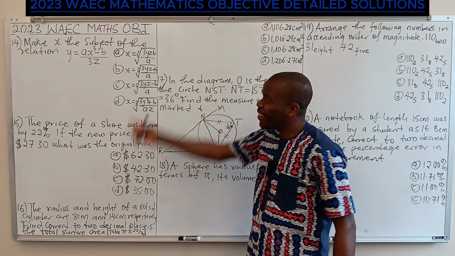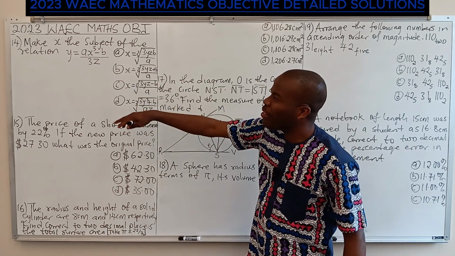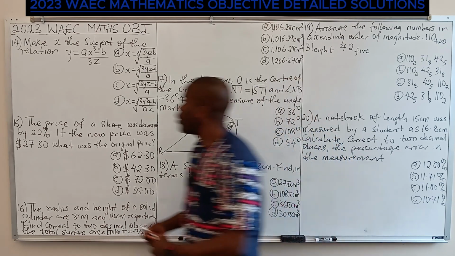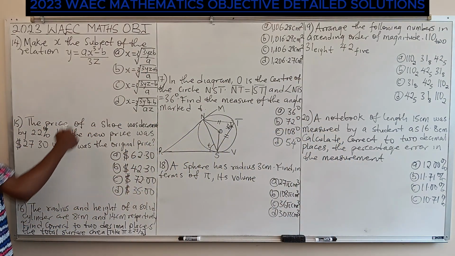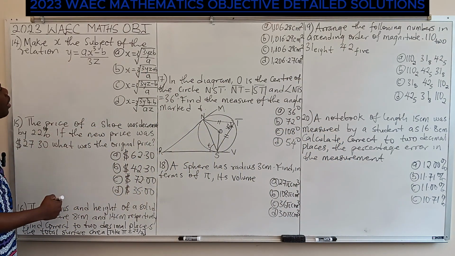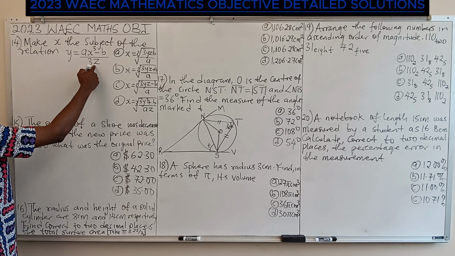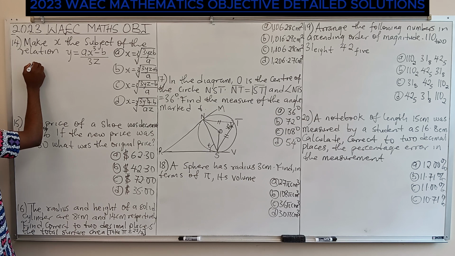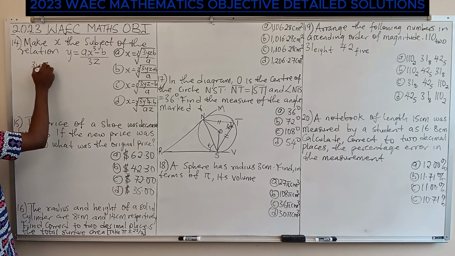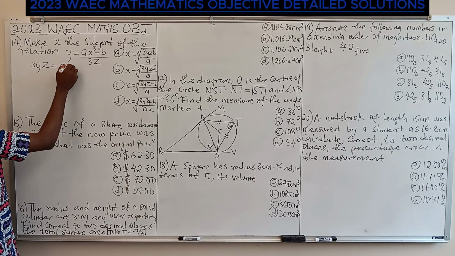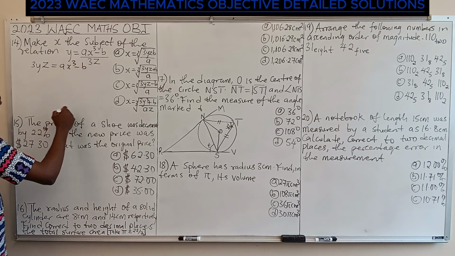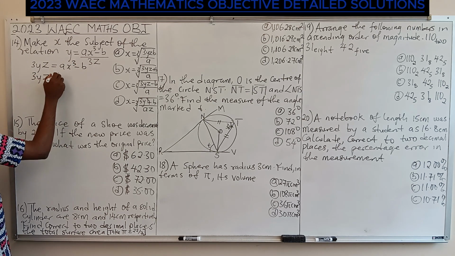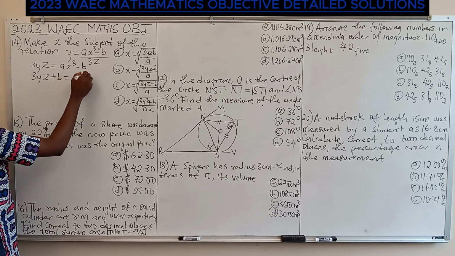Let's continue. Question 14 says, make S the subject of the relation. So we want to make S the subject of the formula. The first thing you want to do is multiply both sides by 3z, and when you do that, you will have 3yz equals as cubed minus b. Add b to both sides, you have 3yz plus b equals as cubed.